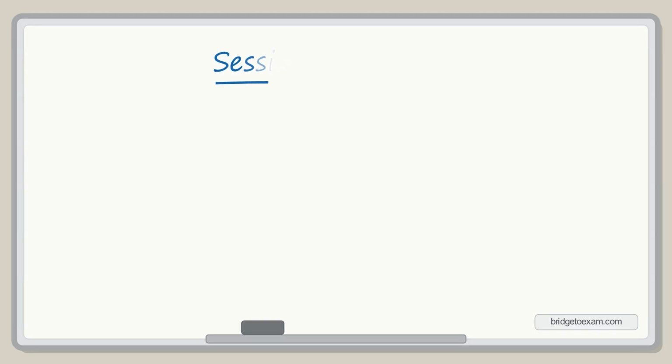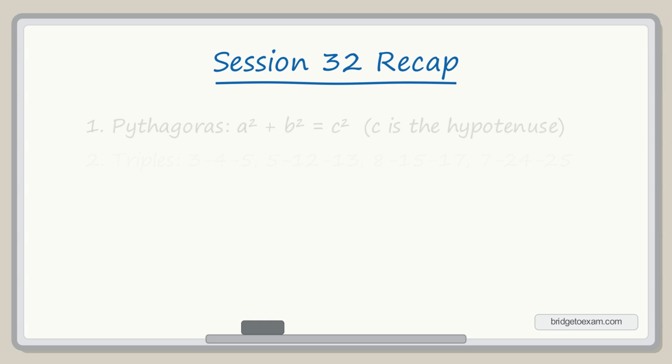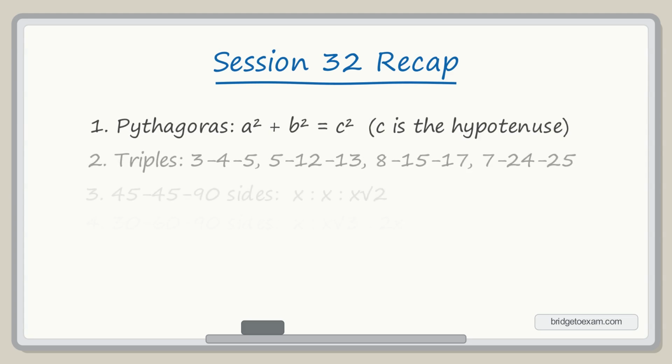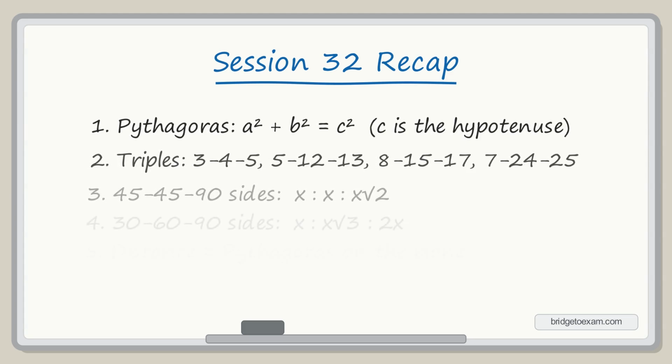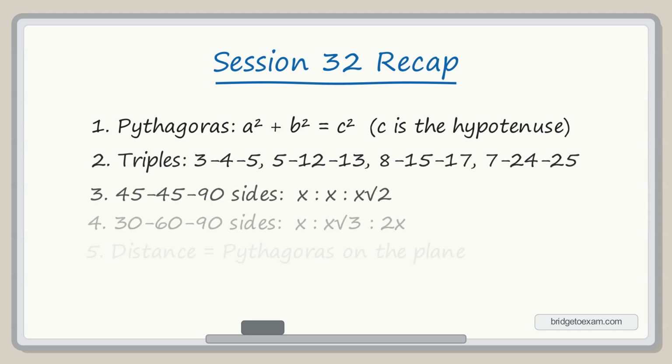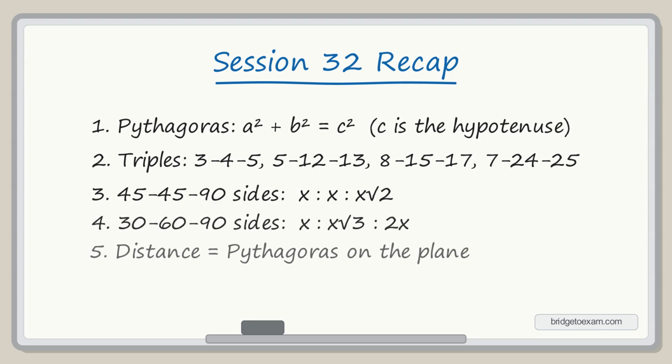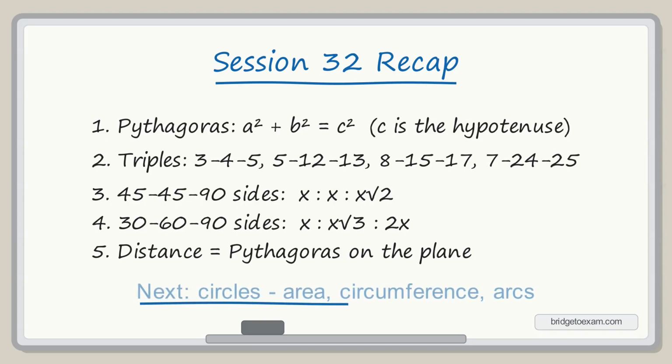Let's recap session 32. The Pythagorean theorem says a squared plus b squared equals c squared, where c is always the hypotenuse. Memorize the triples 3, 4, 5, 5, 12, 13, 8, 15, 17, and 7, 24, 25. The 45, 45, 90 has sides x, x, and x times the square root of 2. The 30, 60, 90 has sides x, x times the square root of 3, and 2x. And the distance formula is just the theorem on the coordinate plane.